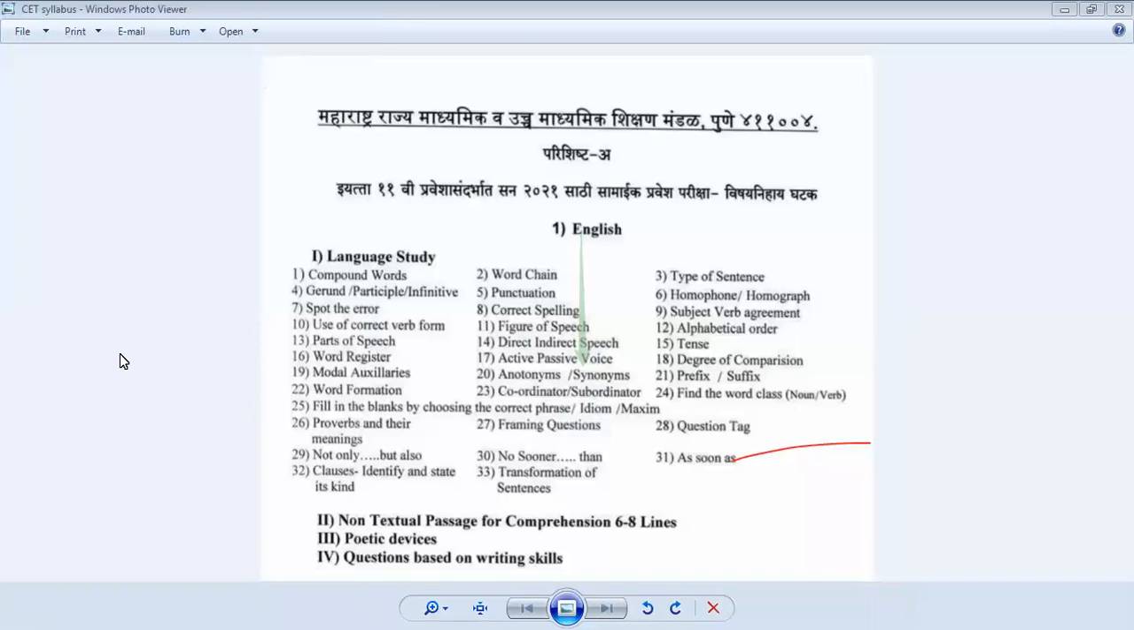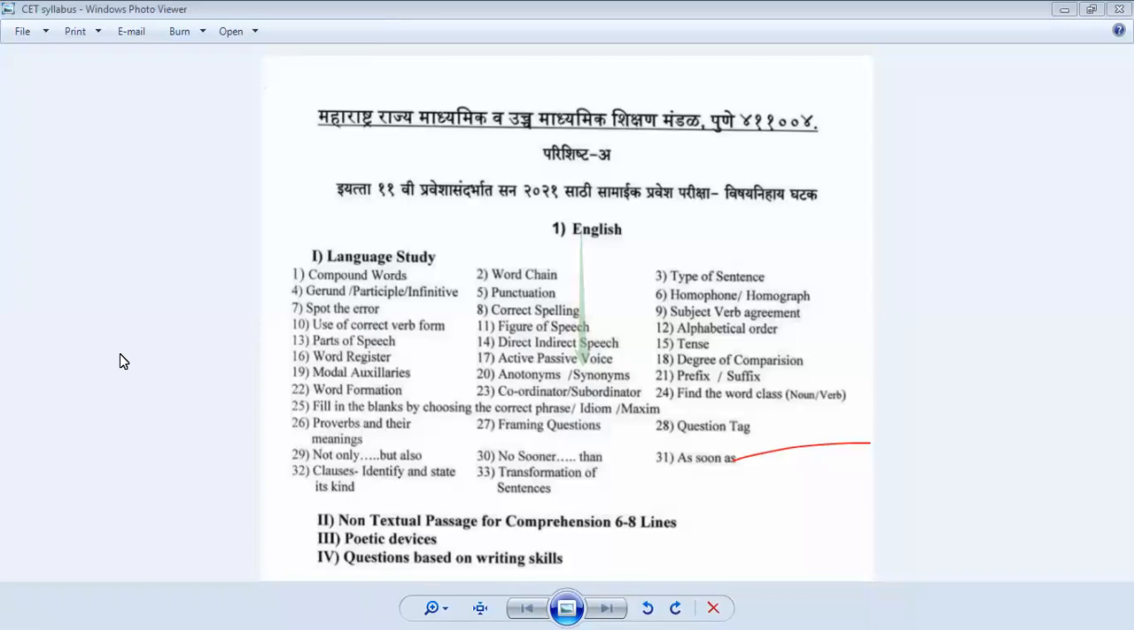The second part is a non-textual passage for comprehension, a very small passage, just 6 to 8 lines. Then you have poetic devices and questions based on writing skills. Obviously this is MCQ based, so they will ask you questions related to writing skills, maybe related to letter writing format. They can ask about the format of a letter or which type of letter is written to whom. You will get MCQ based questions only.